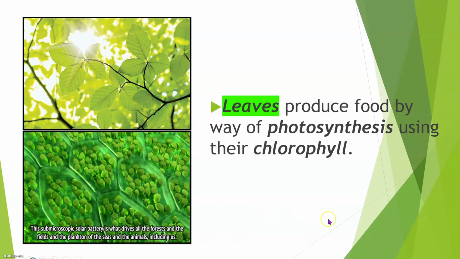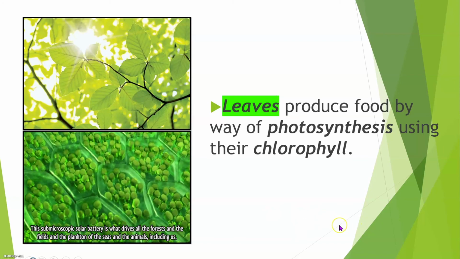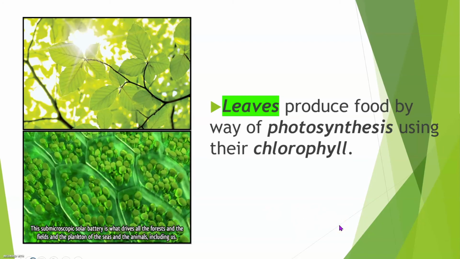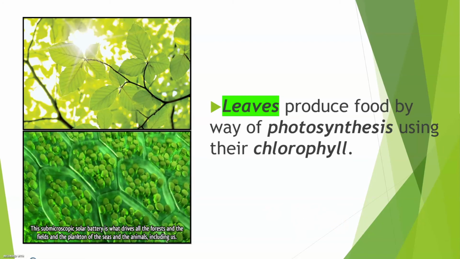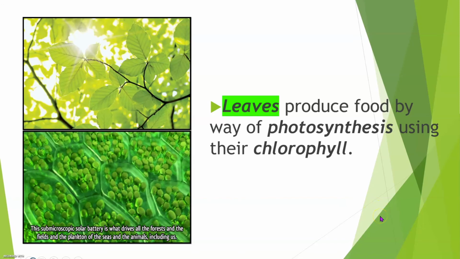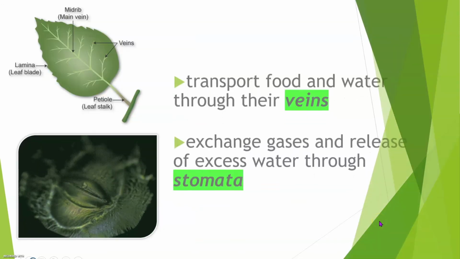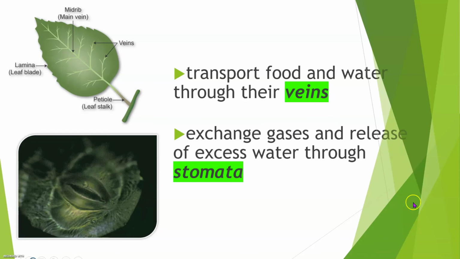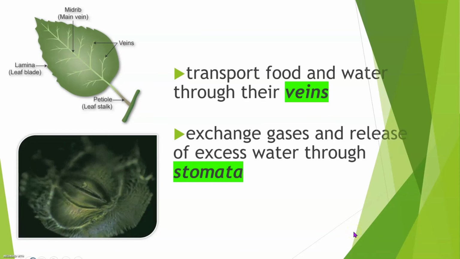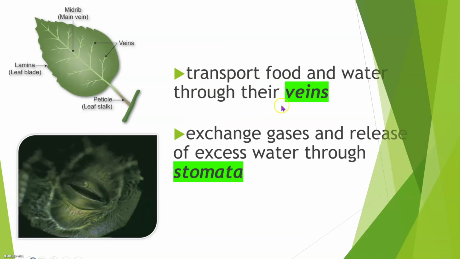Good job, everybody. Okay, again, what do leaves produce? Very good. The leaves produce food for the plants. Good job. Okay, now let's move on to the next one. It says that leaves also transport food and water through their veins. Okay, again, everybody repeat after me. Veins.